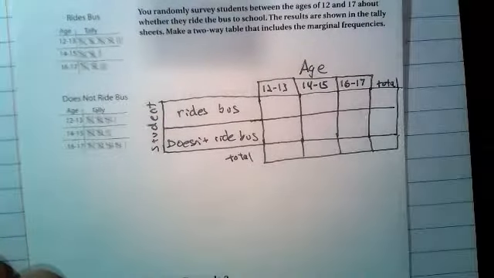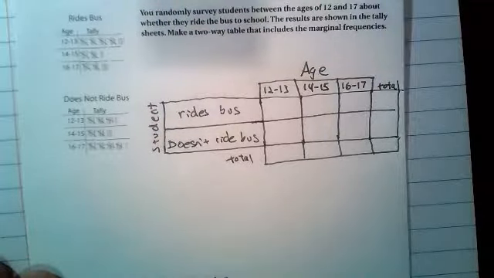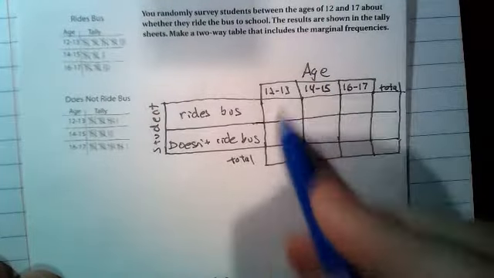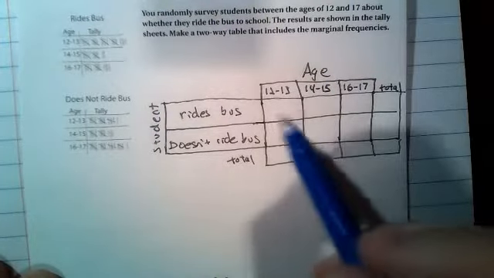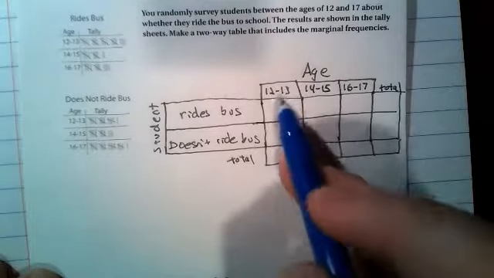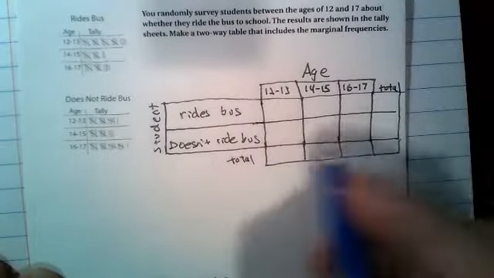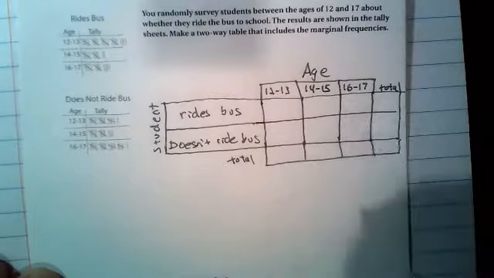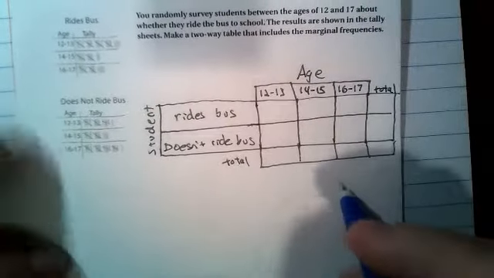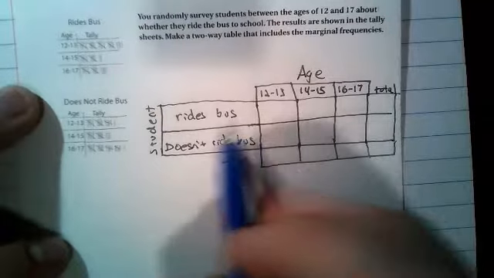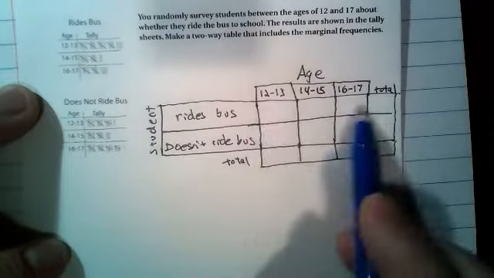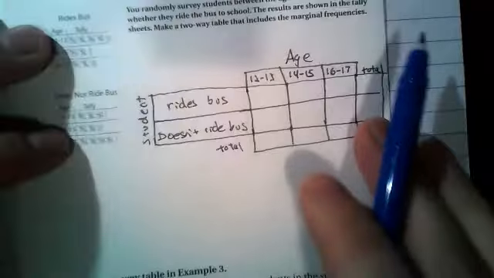Okay, so I'm going to use two different colors. Blue is going to be my regular information here, where I'm counting up those tally marks to see how many aged between 12 and 13 ride the bus. Green are going to be those marginal frequencies. As we start to look at all these tally marks, let's start with rides bus. That's this top row here. And you may have done yours this way, with the students on the top and then maybe the age on the side. That's fine. It shouldn't make a difference. We'll still get the same totals and the same information in the boxes.